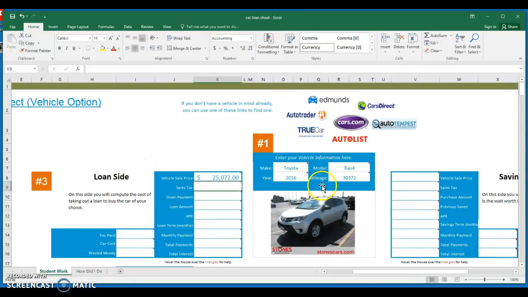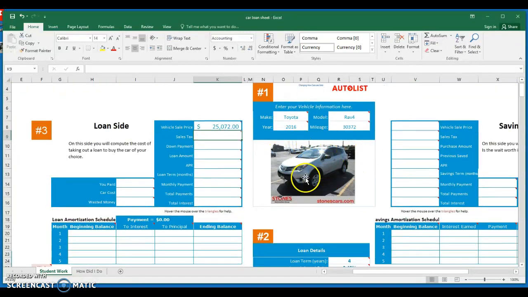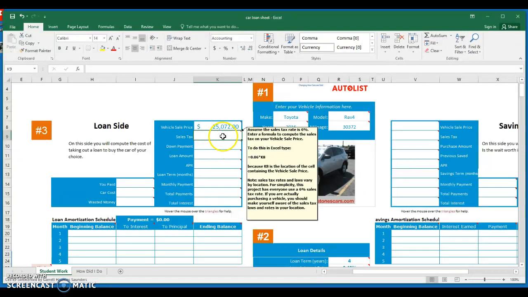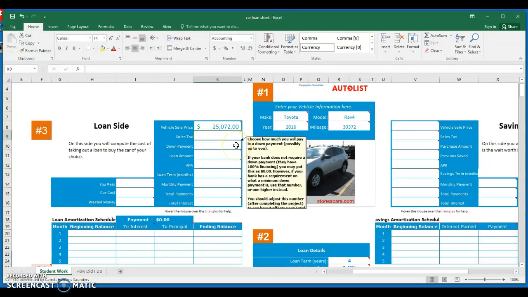So as you can see here, I've just chosen a simple vehicle, nothing fancy, a used Toyota 2016 RAV4. And the first principle I want to talk about is cell linking.